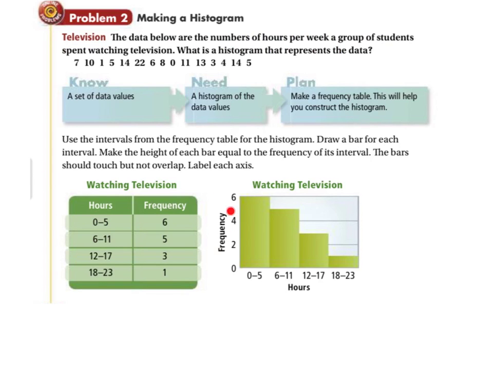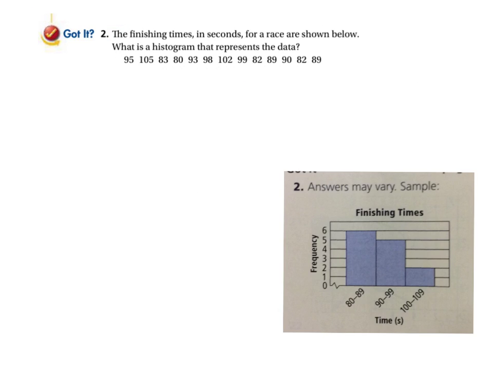Then we list the frequency on the side. And here you might list how often, right? Frequency is a good word. The intervals go on the bottom. That's the number of hours. And then you make your bars touching as you draw it. Now, there's websites that'll make these for you, that sort of thing. But again, I do expect that you'll make them by hand. I'll give you a ruler or graph paper if that's what you need. So it says the finishing time in seconds for a race are shown below.